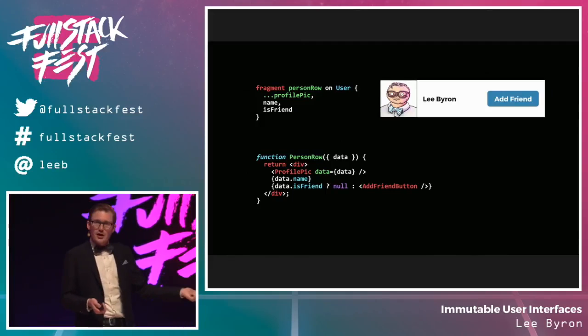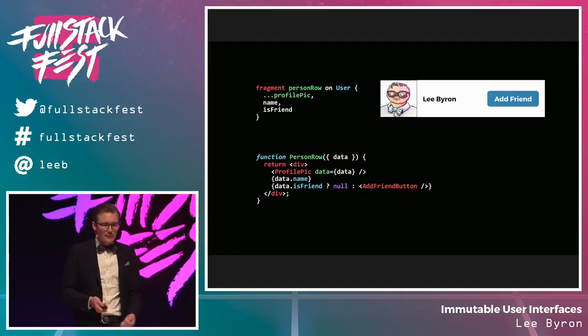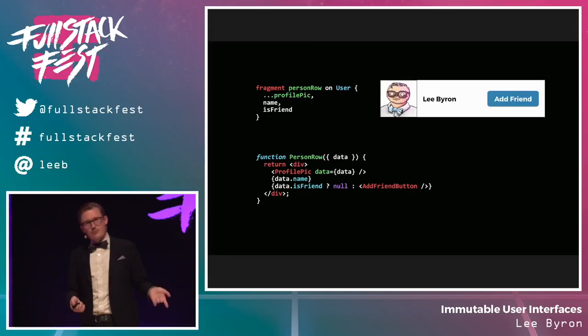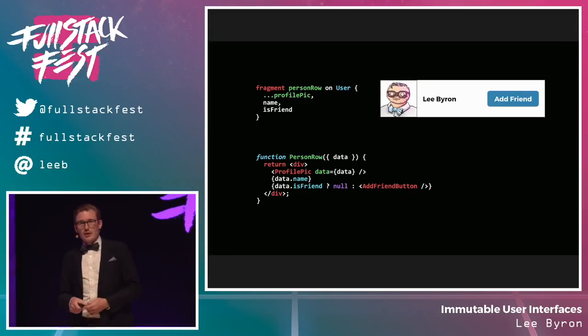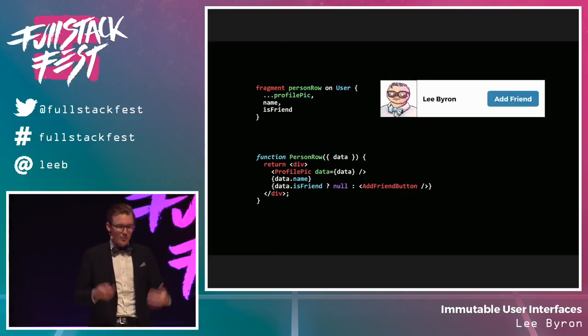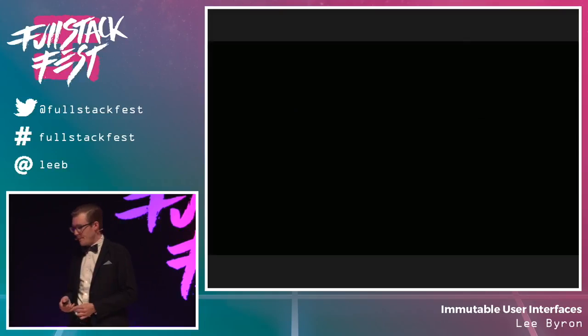We want to know if they're friends with them or not, so we can render this button. And then we want to render this profile pic. So of course we're going to need the name and the are you friends. But for profile pic, it's a little bit cumbersome to repeat that data. So instead what we do is we just reference this other fragment. And then we get all the data that we need, no more, no less.